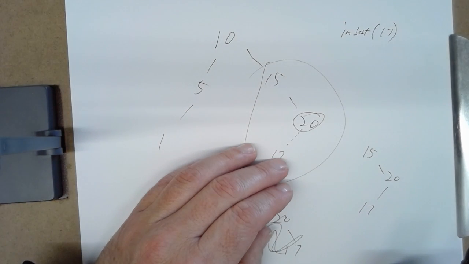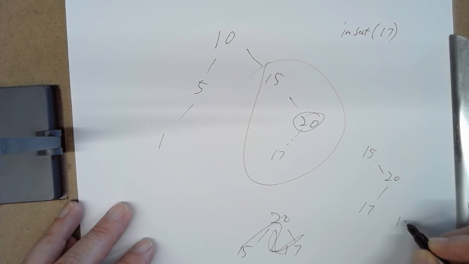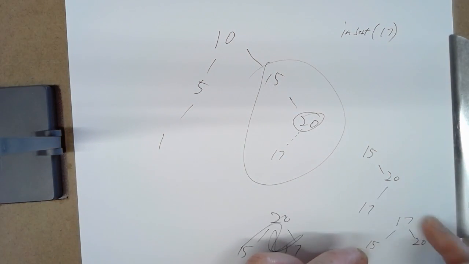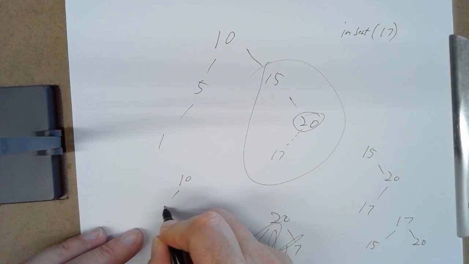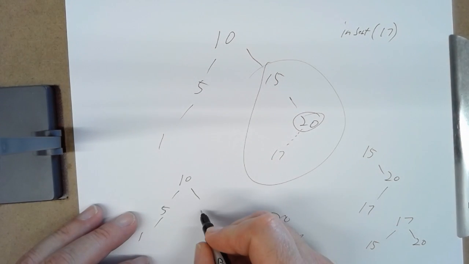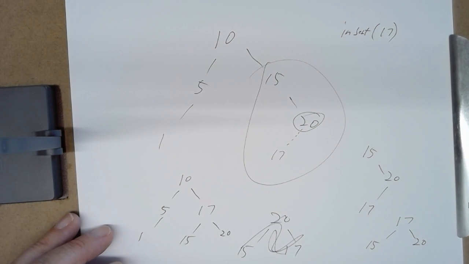17 goes there. What do we rotate around? Oh, it's a left-right. Never mind. Anyway, it will turn it into this. Okay, so that's got the same sort order. And we'll basically replace this with this. So we'll end up with everything over here being the same. But instead of a 15, 20, 17, we'll have a 17, 15, 20. And that'll be nice and balanced.